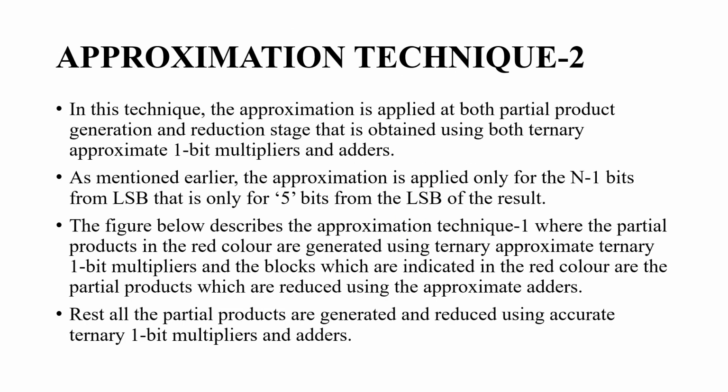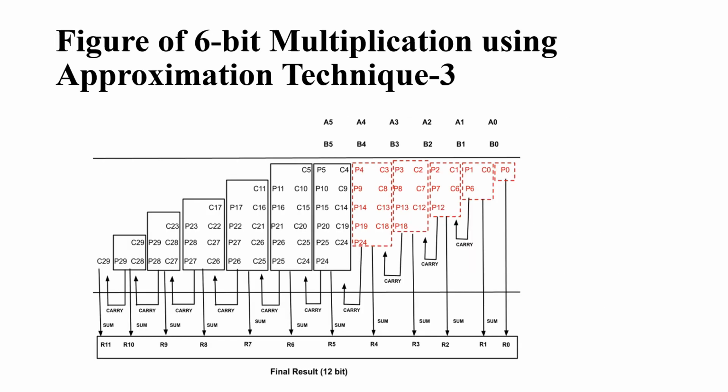In technique 3, the approximation is applied at both stages, partial product generation and partial product reduction. So both the ternary approximate 1-bit multipliers and approximate adders are used. In the figure we can see that the partial products in red color are generated using the approximate ternary 1-bit multipliers, and the dotted red boxes indicate that the ternary approximate adders have been used to reduce these partial products. These are the complete 3 techniques of higher bit approximate multiplication.